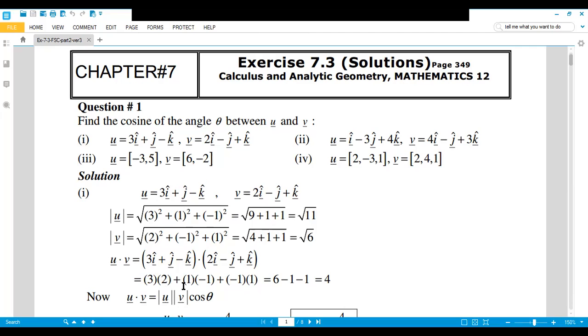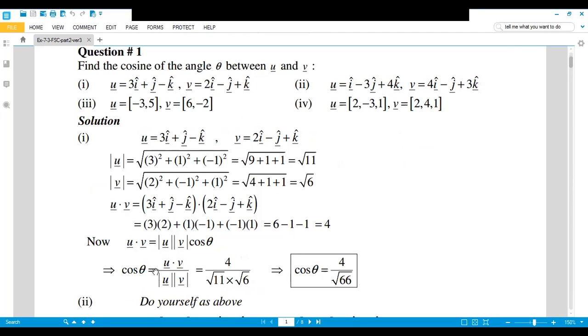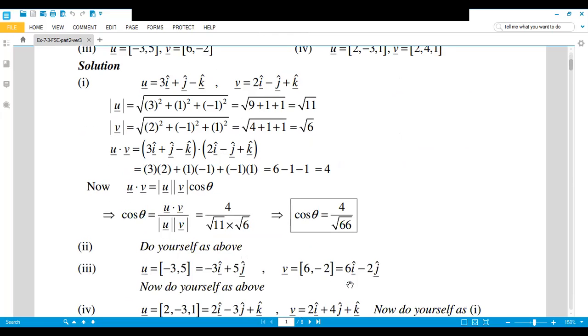So 3 twos are here. Similarly, we get 4 minus, plus 3 and plus 12. So we sum up and we get the answer for u dot v. In this formula we put the value of cos theta. We are going to find this value, which is multiplying here, so shifted to the other side it will be divided. So the dot product divided by the magnitude of u and the magnitude of v, we get cos theta of the given vectors.